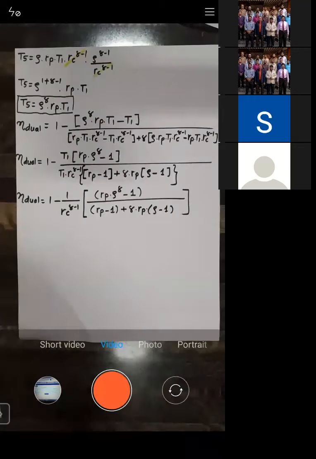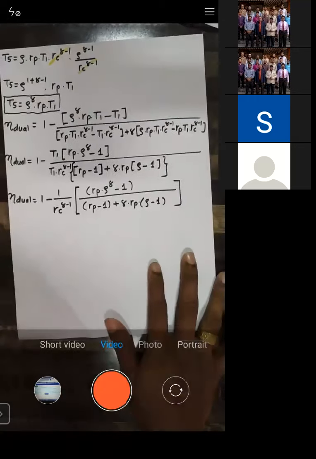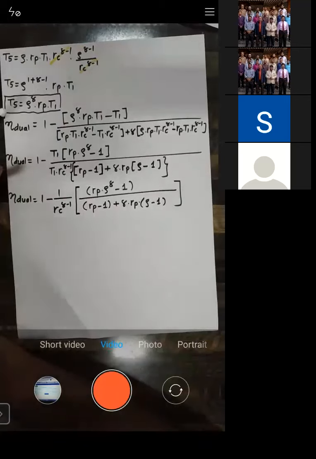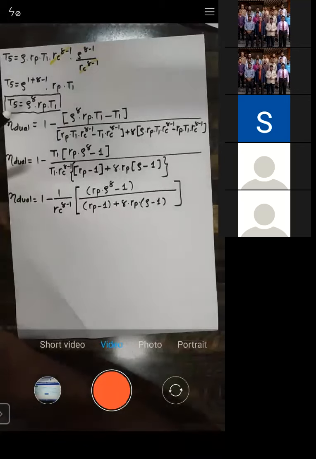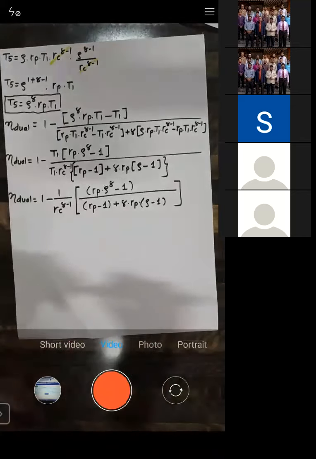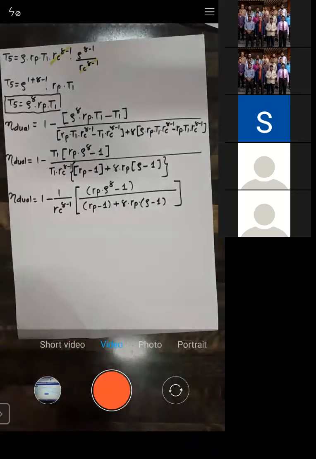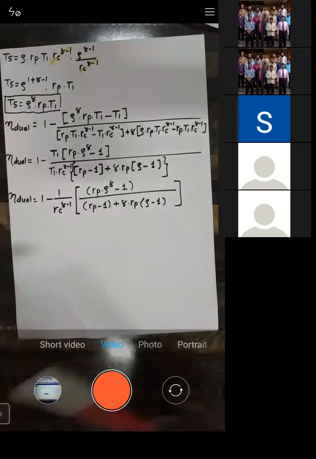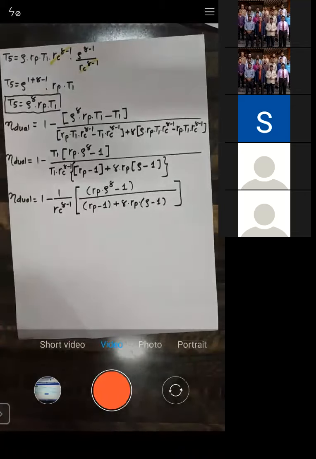So in the next lecture, we will start with the Brayton cycle, followed immediately by the numericals based on it. In the next lecture, we'll be starting with the numericals. We'll take the numericals on Otto, diesel, and dual, so based on these three cycles we will take the numericals.